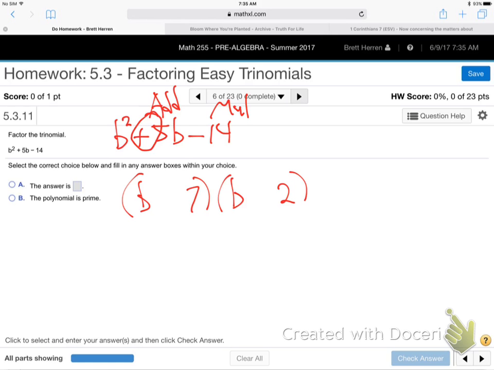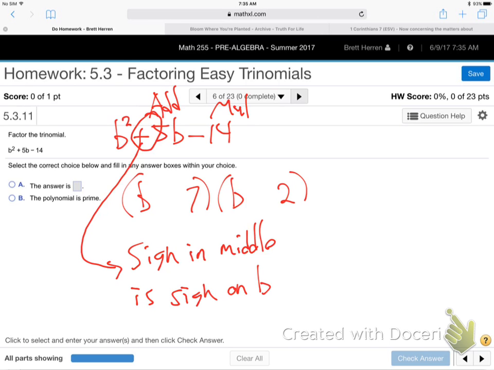What am I talking about? The sign in the middle is the sign on the bigger number. Let me write that. Sign in the middle, right there, is the sign on the bigger number. Who's the bigger number, 7 or 2? 7. So what sign's in the middle? Plus. That is taken by the bigger. Every time, without exception. The sign in the middle will be taken by the bigger.